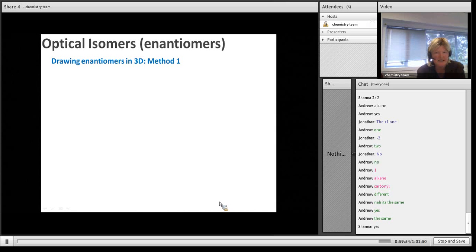We've got a minute left, so let's go. How do we draw enantiomers? I know I'm rushing this a bit, so please next lesson ask questions. You will get asked to draw enantiomers in 3D.